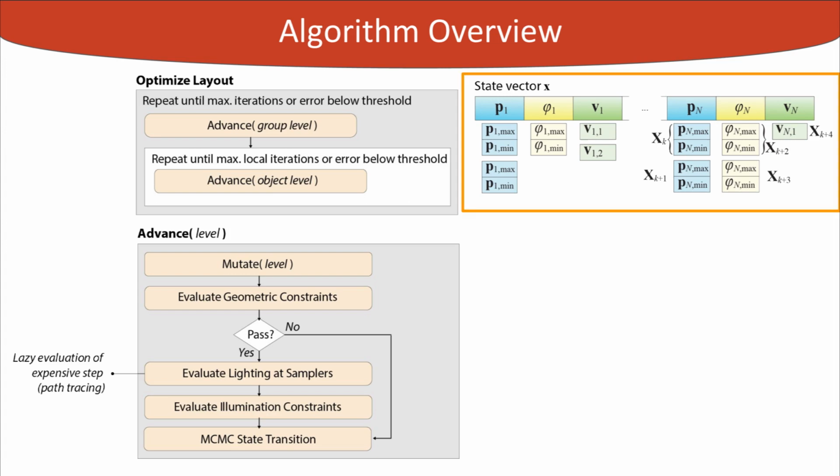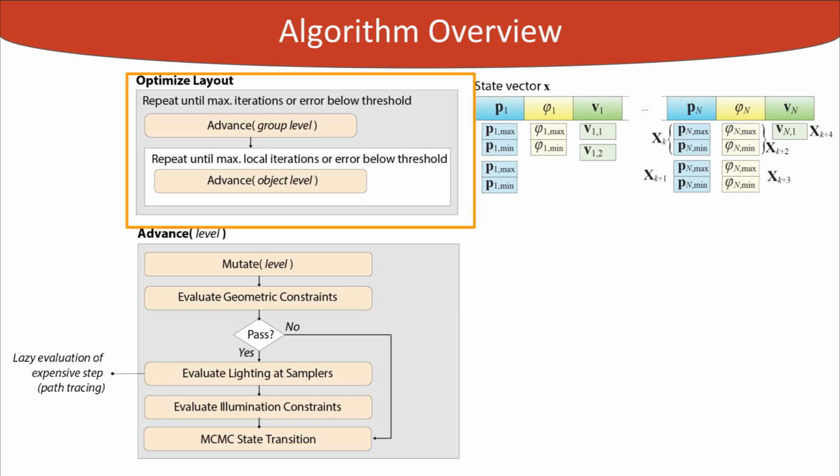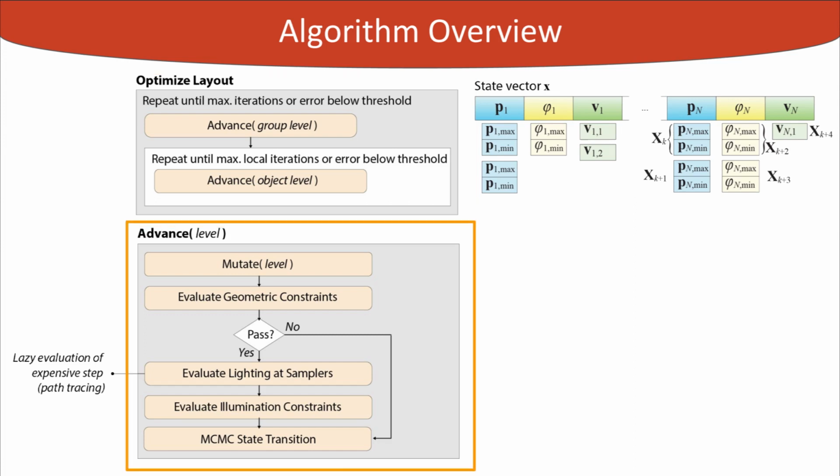Firstly, each object holds its current state, including position, rotation, and current subspace. Our algorithm works hierarchically, working from the group level down to the object level. At each step, a state mutation is sampled and the state is evaluated in terms of its geometric constraints. If no violations have taken place, the algorithm proceeds to evaluate the lighting samplers, which are used to enforce the illumination constraints. Note that lighting is evaluated only for states that satisfy the geometric constraints because they are far more computationally expensive.